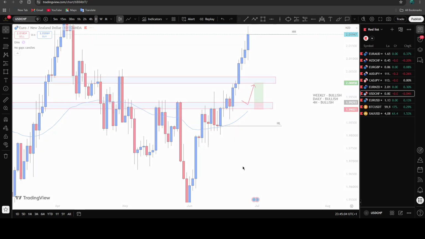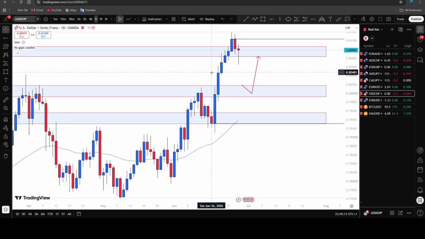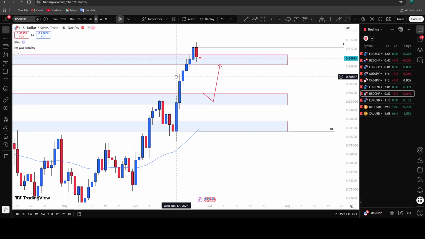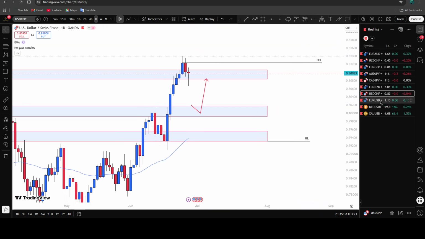So moving on to USD CHF. USD CHF is the same thing. Price did not retrace back. So this was the higher high here and this was the higher low. So I'm waiting for a retrace to buy to continue the bullish momentum, but price did not retrace back. So that is that.